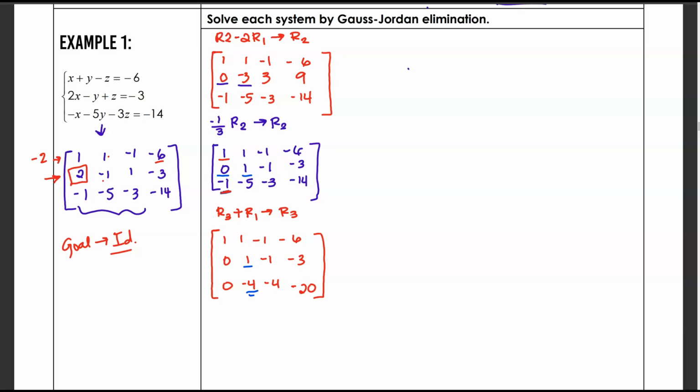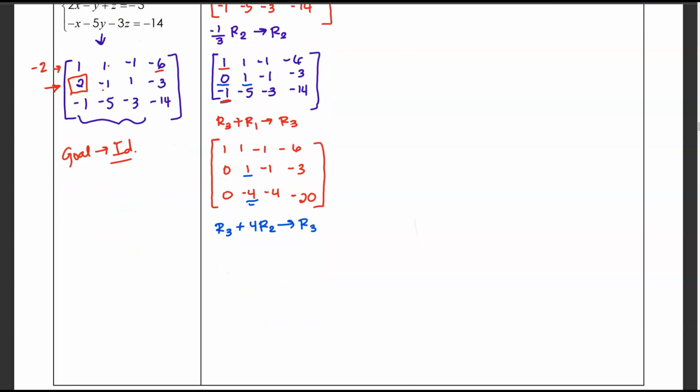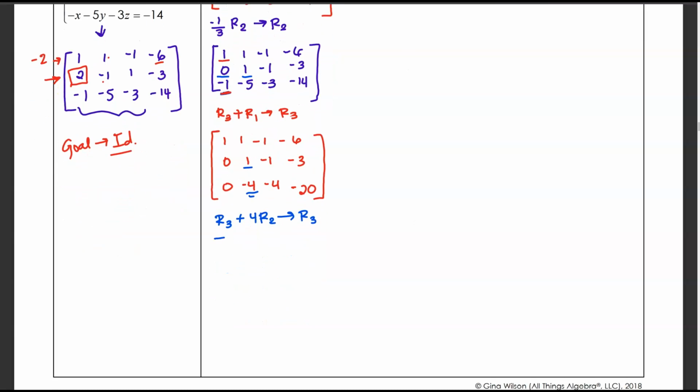So I have a 1 here, which is really nice because now I just have to take that row 2, multiply it by 4. So we're going to do R3, row 3, plus 4 times row 2. And again, we're applying that change to row 3. So now here goes our matrix.